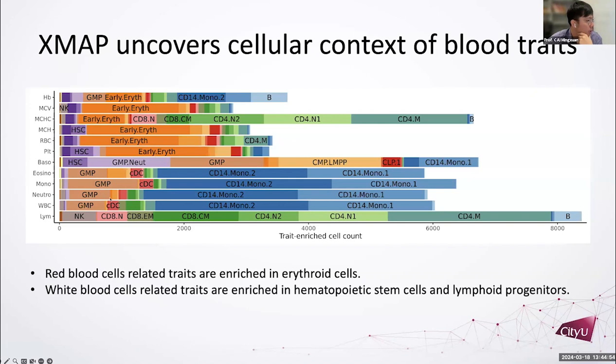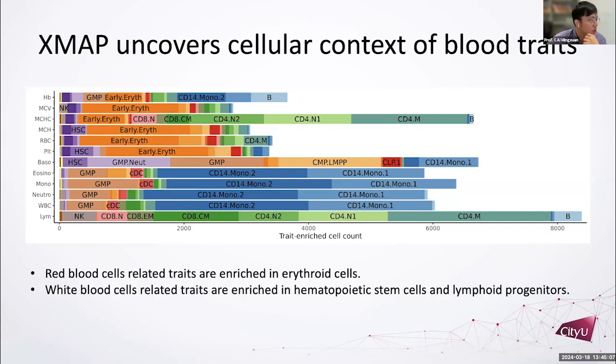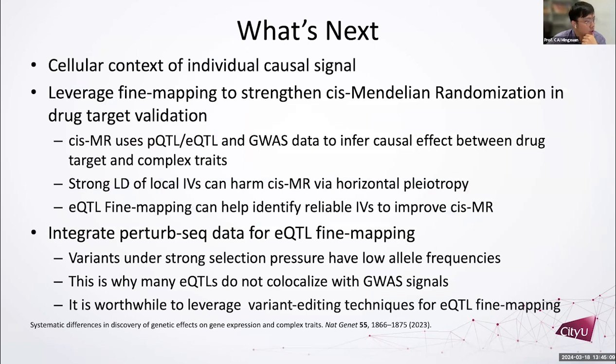And for white blood traits, we actually found that they are enriched in the lymphoid progenitors. Okay. So this is our method, XMAP. So our group is now actually exploring some further directions in fine mapping.